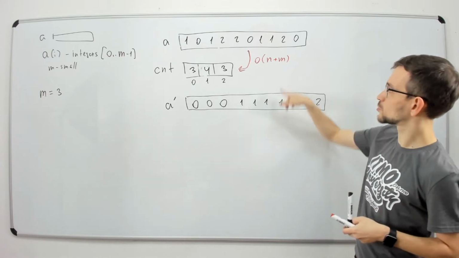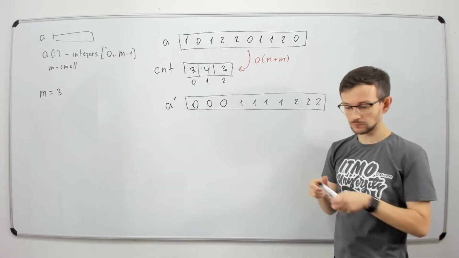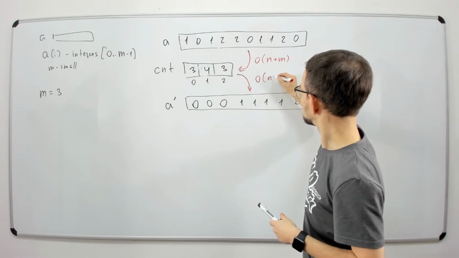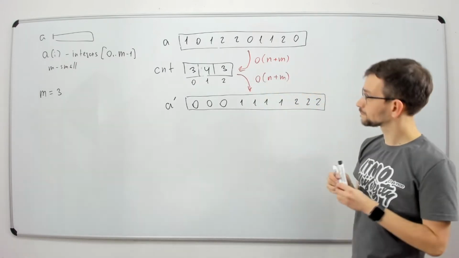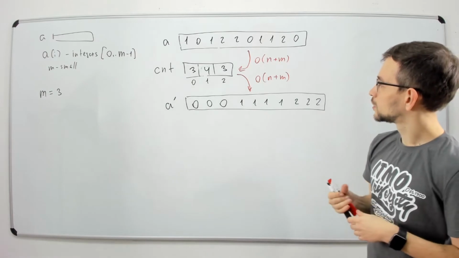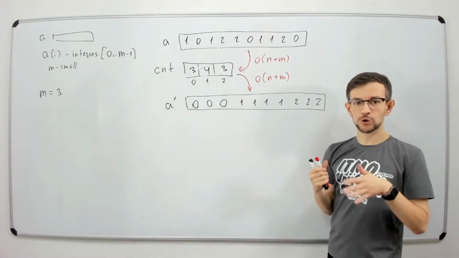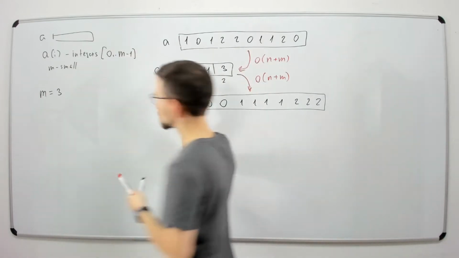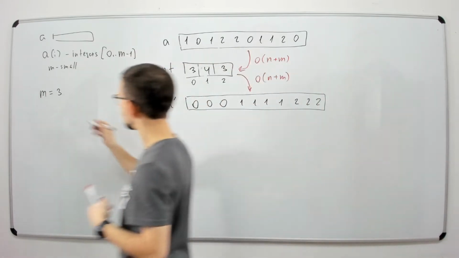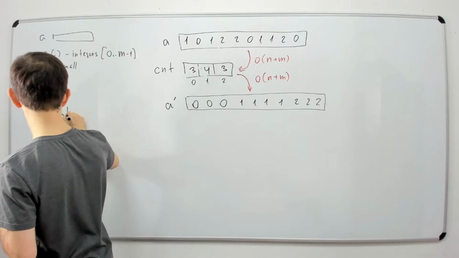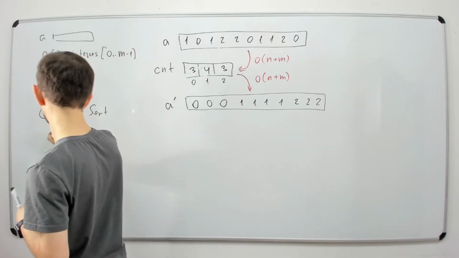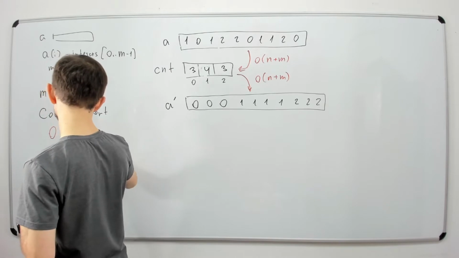And this will be the sorted version of this array. And this transformation can also be done in linear time. So the total time complexity is linear. So let's write it here. It's called counting sort. And it's done in linear time: n plus m.